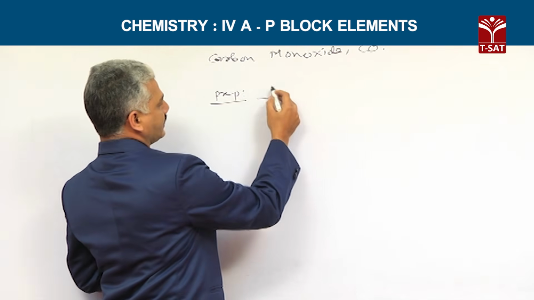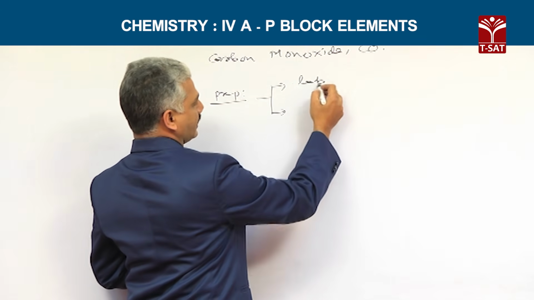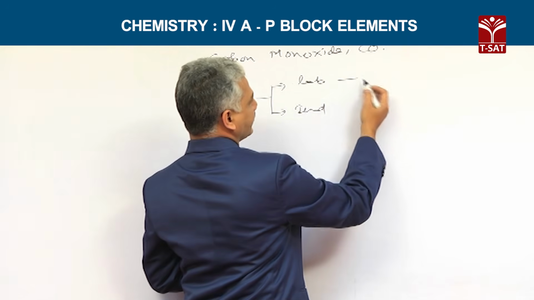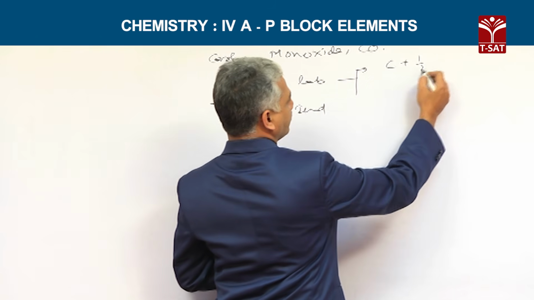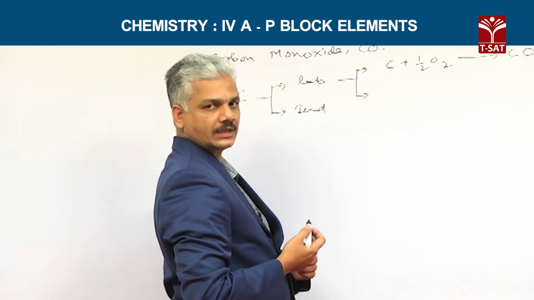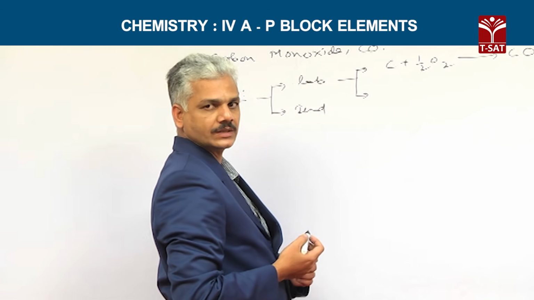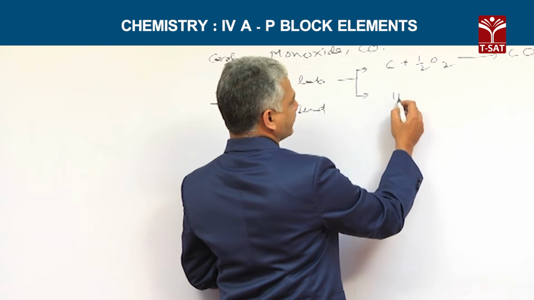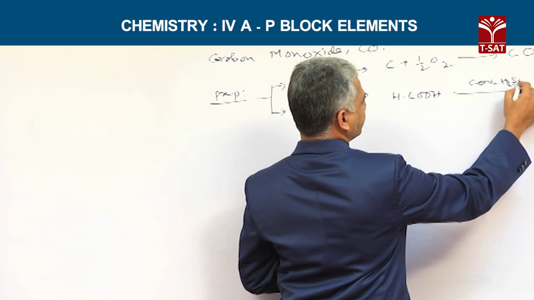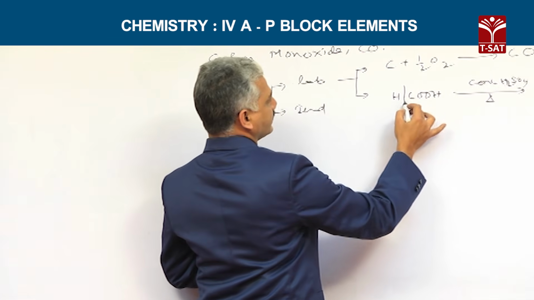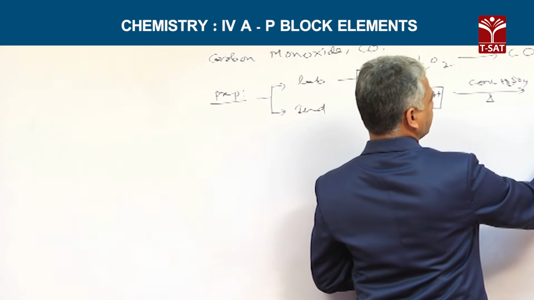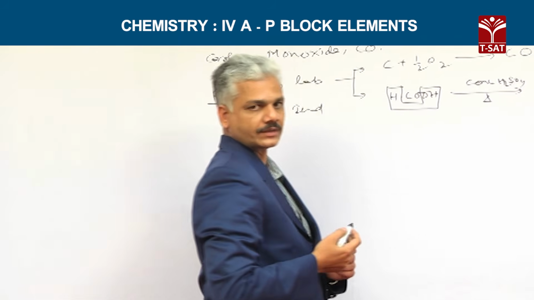These preparation methods can be studied under 2 headings: laboratory methods and industrial methods. In the laboratory, carbon monoxide can be prepared by the partial combustion of carbon. Pure carbon monoxide can be obtained by the dehydration of formic acid using concentrated sulfuric acid. When formic acid is heated in the presence of concentrated sulfuric acid, like this, elimination of water molecule takes place, leading to the formation of carbon monoxide and water.